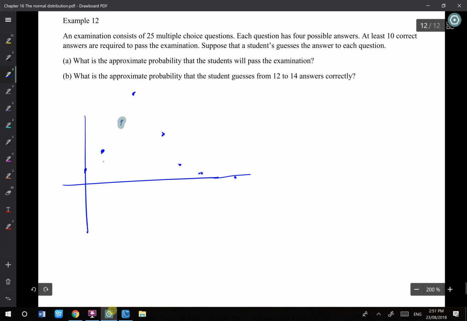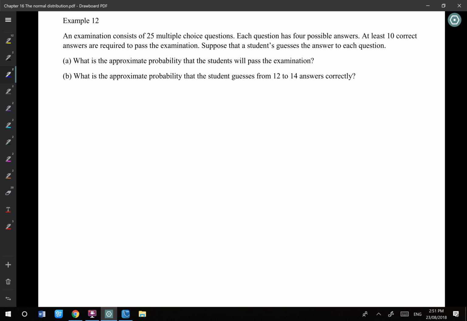Okay, you don't need to know why and how, but you just need to know that if I want to sketch a binomial random variable for a really large number of trials, the more the better, the final graph you sketch will look like a normal distribution.